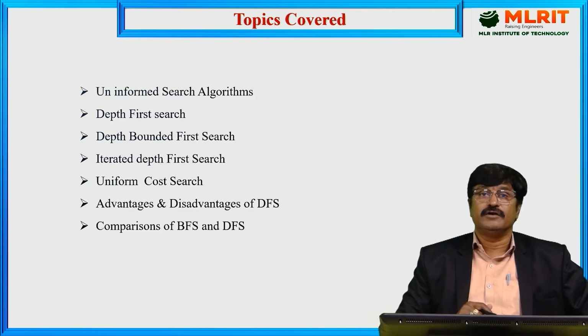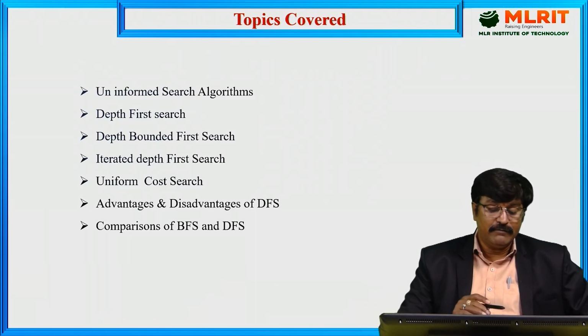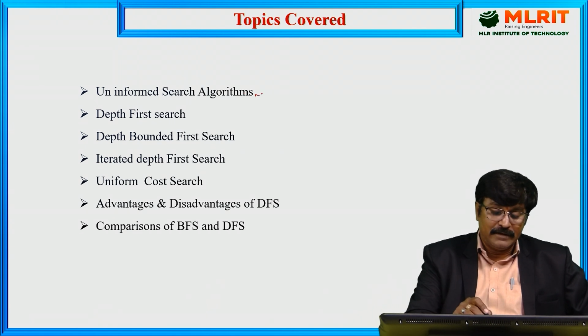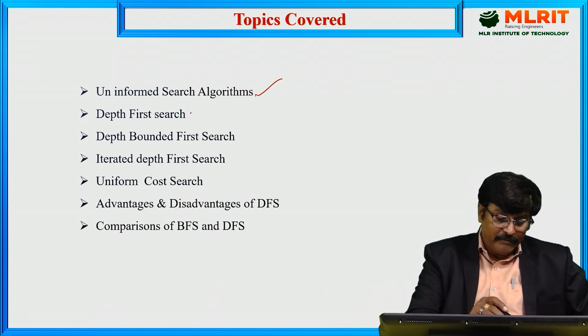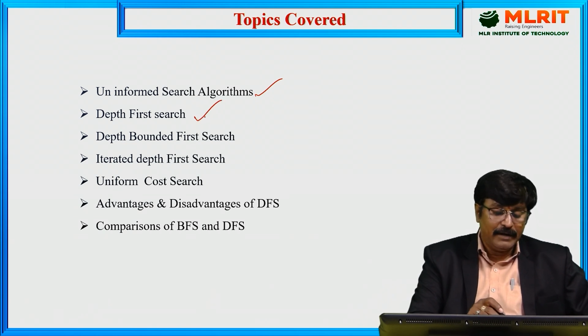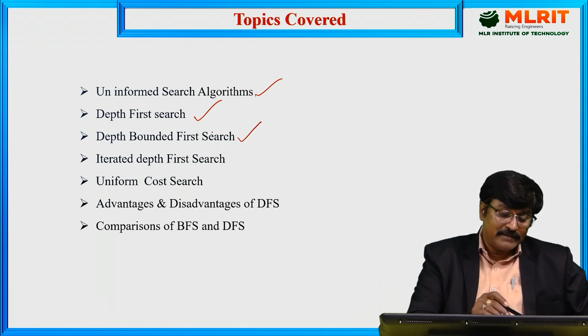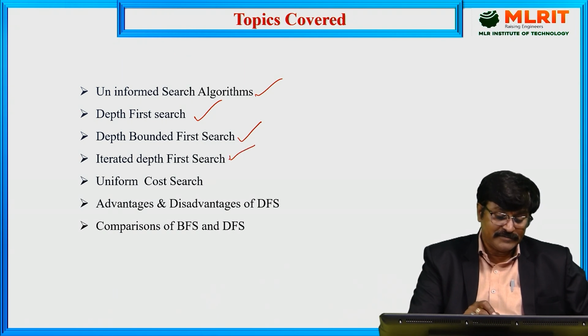In today's video I covered uninformed search algorithms. What are the types? That was already covered in the last class, and again I described depth first search in detail. A variant of depth first search is depth bound or depth limited search, which I also discussed. A further extension of depth first search is iterative deepening depth first search, which I also discussed, and another uninformed search algorithm, uniform cost search.